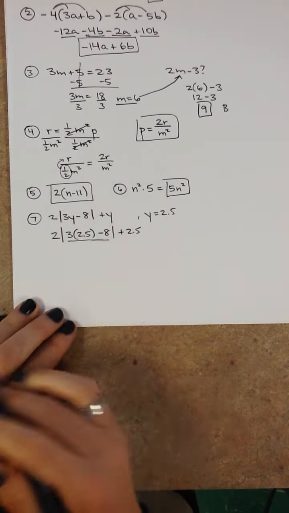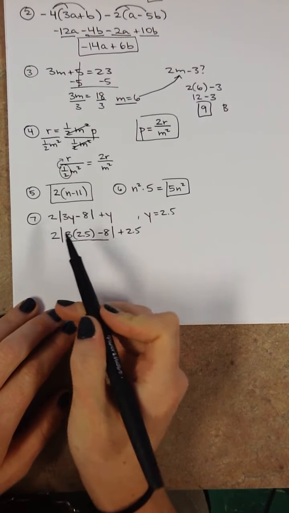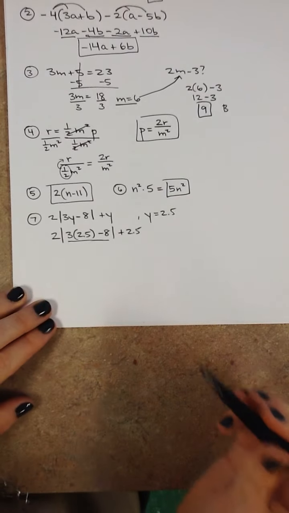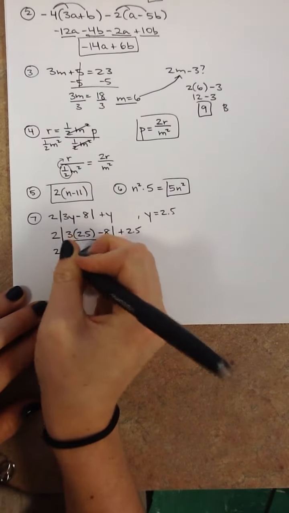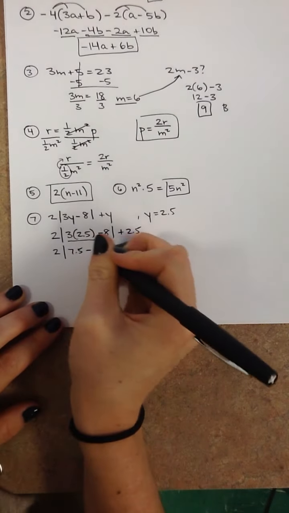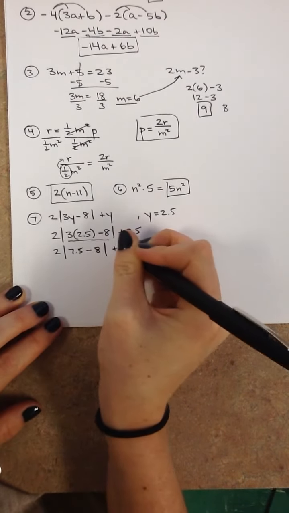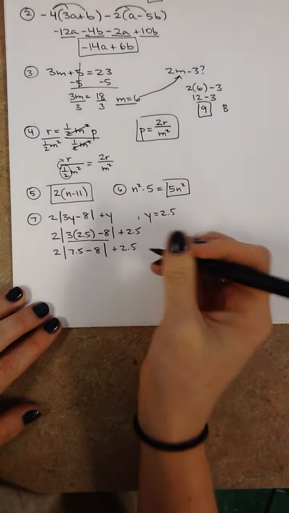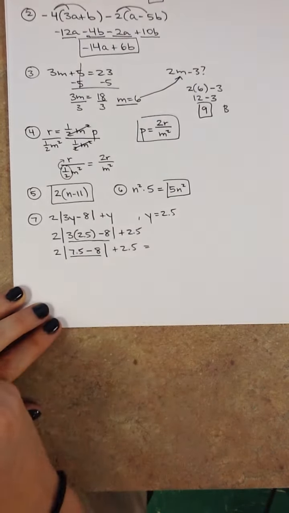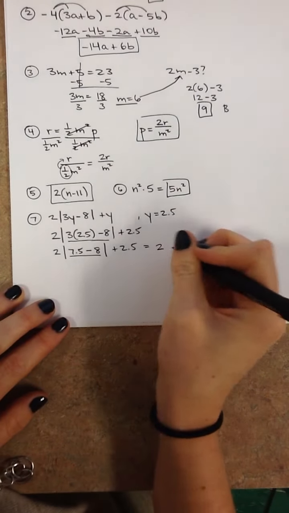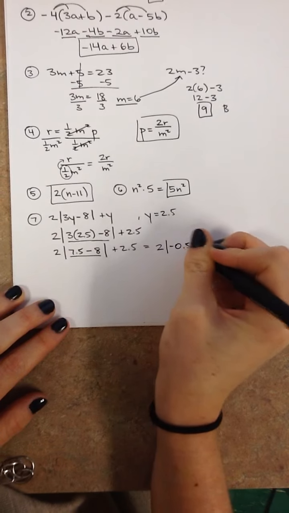So isolating myself to just this stuff, first I'm going to multiply the 3 times the 2.5, and 3 times 2.5 is 7.5. So start there. So 3 times 2.5 is 7.5, and then minus 8, still inside the absolute value, plus 2.5. If I continue to simplify, when I do this subtraction, 7.5 minus 8, that ends up giving me a negative 0.5.